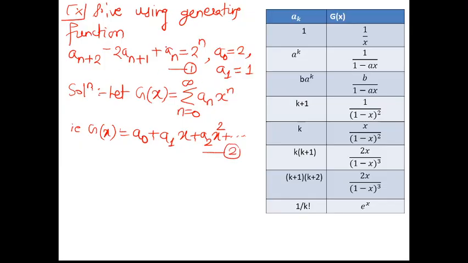Now observe here the lowest suffix term. The lowest suffix term is n. And to use the initial condition a0, we have to equate this lowest suffix term with 0. So n must be equal to 0. So what do we do? We have to obtain this type of function a(n) x to the power n here. So multiplying equation 1 by x to the power n and taking the sum.